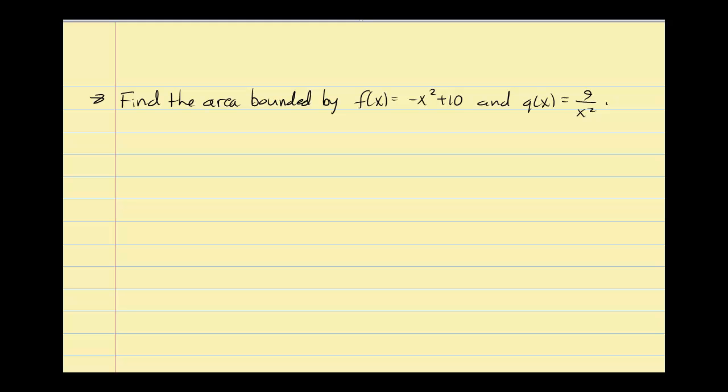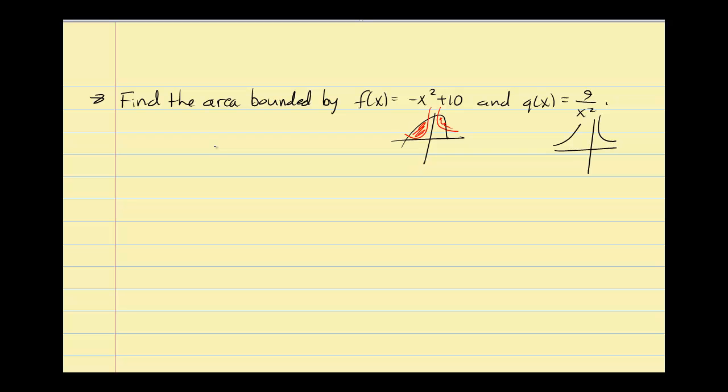Now we can go to Maple or Wolfram Alpha or something to verify what these graphs look like, and we can also use them to find points of intersection, but these are pretty straightforward graphs. The graph of 9 over x squared looks something like this. The graph of negative x squared plus 10 looks something like this. So I'm thinking their intersection looks like this, and we're trying to find these regions right here. So that's what I think is going on.